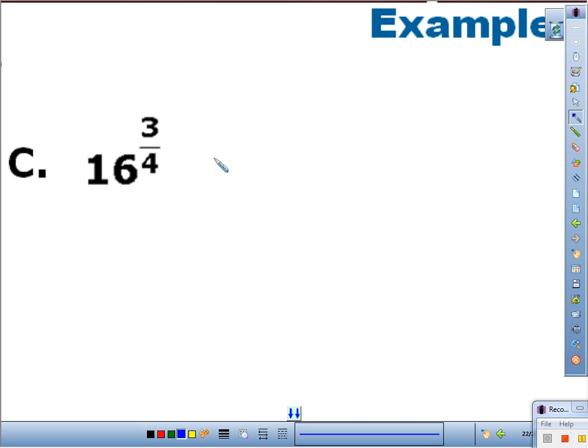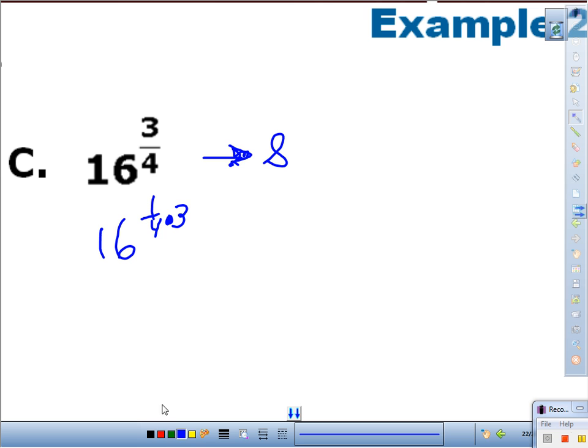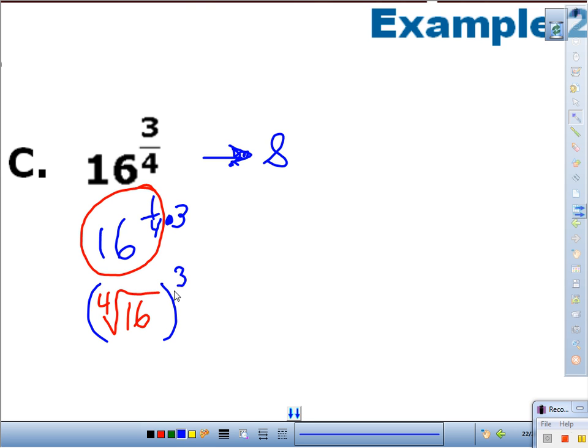Correct answer is 8. Here goes the process one more time. I need to rewrite this. 16 to the 1/4 times 3. 16 to the 1/4 becomes a what? A radical 16 to the index of 4. Raise that to the 3rd power.